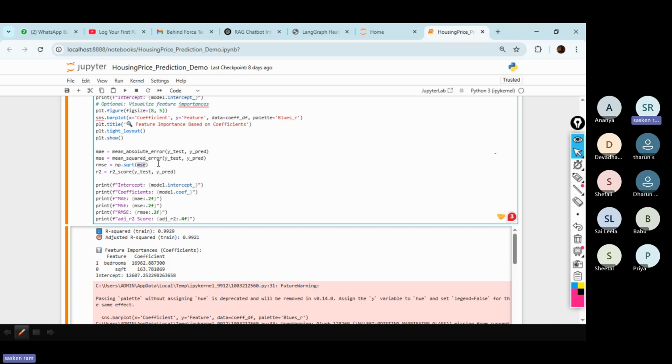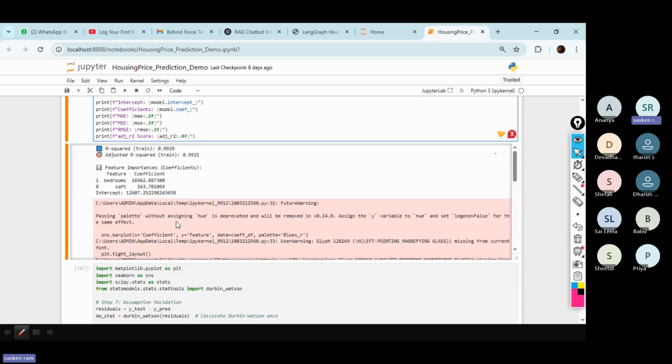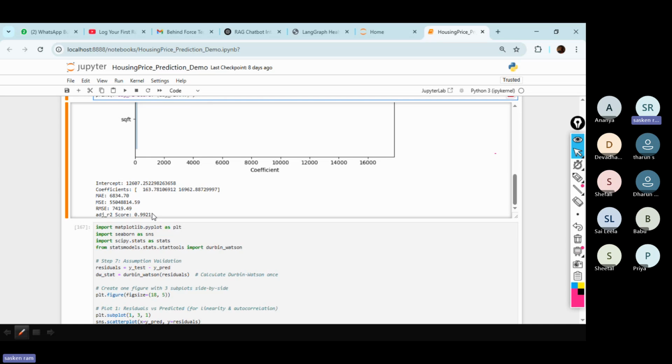If I do that, it will take the square root of your mean squared error. That's all, guys. I printed the root mean squared error also, and you can see down here, the root mean squared error is 7419. So it is lesser. Now the question is, what am I going to understand from the root mean squared error 7419?